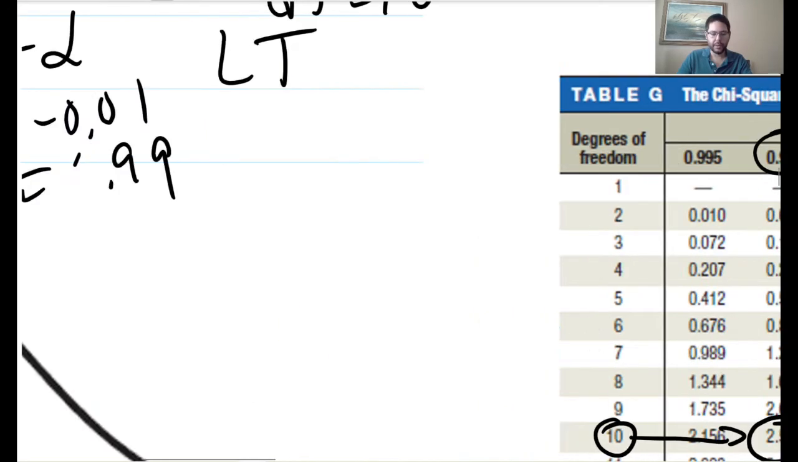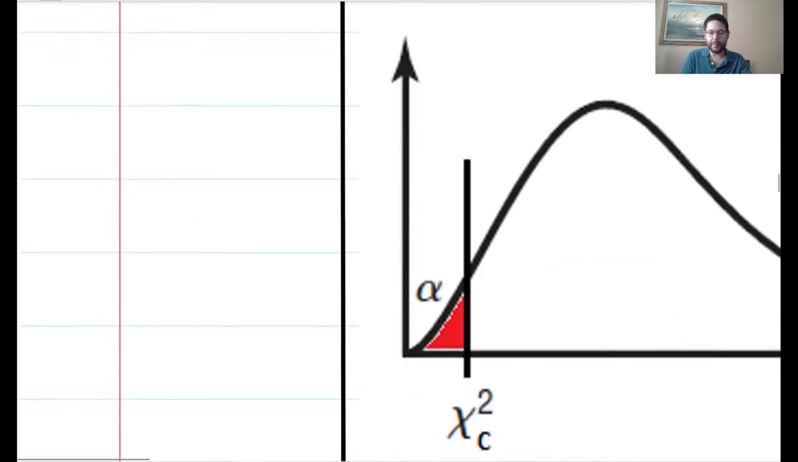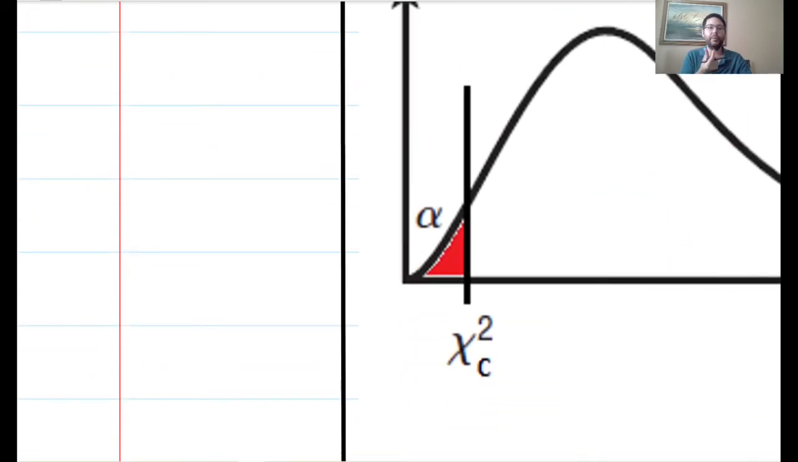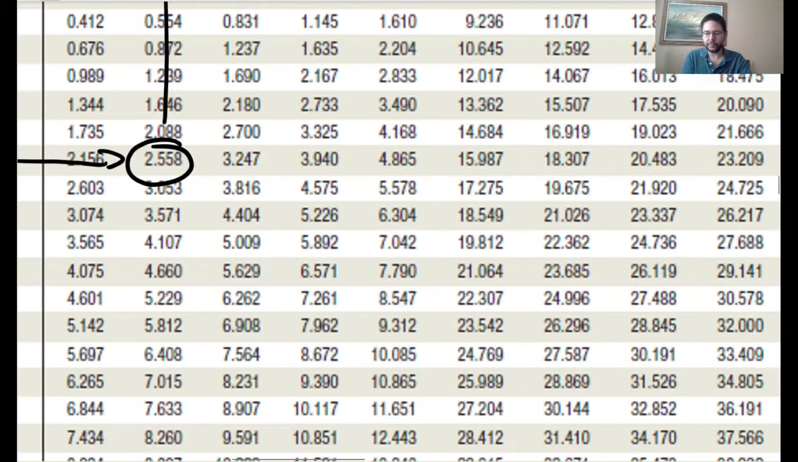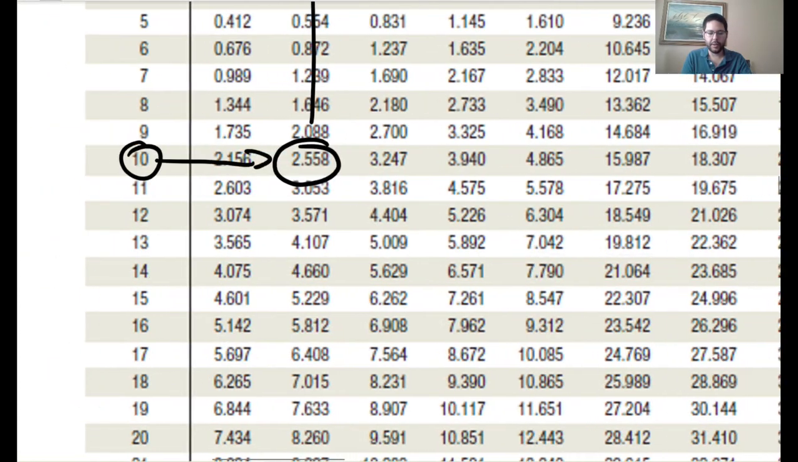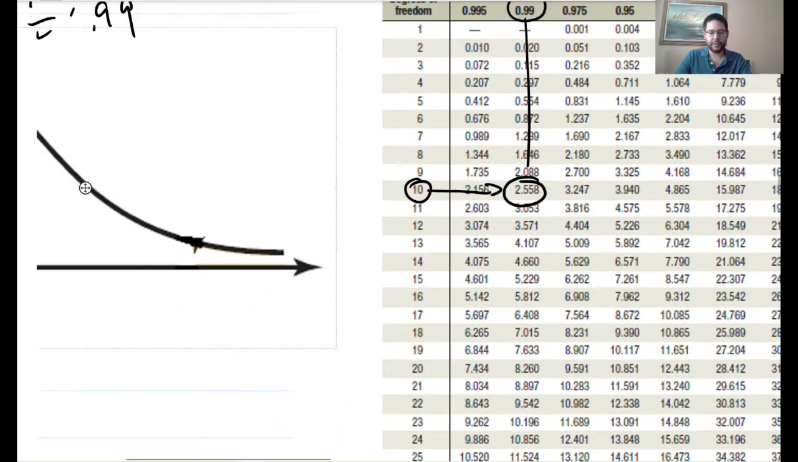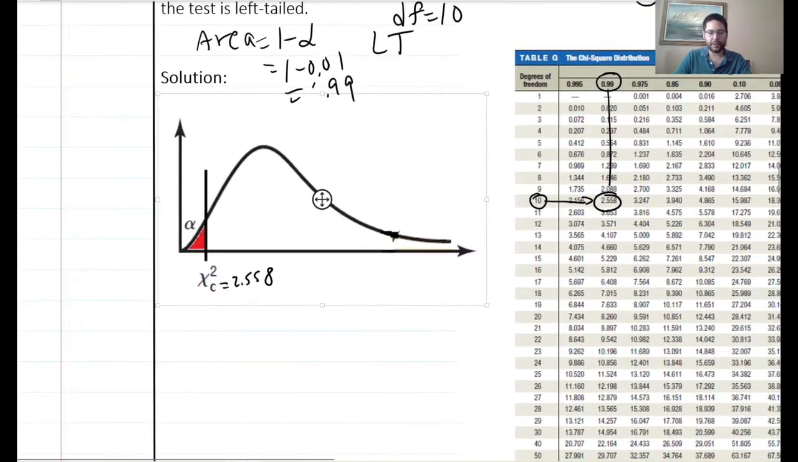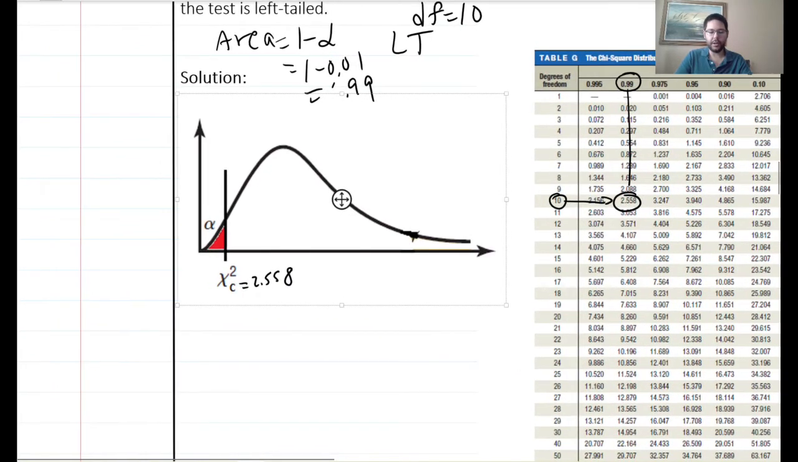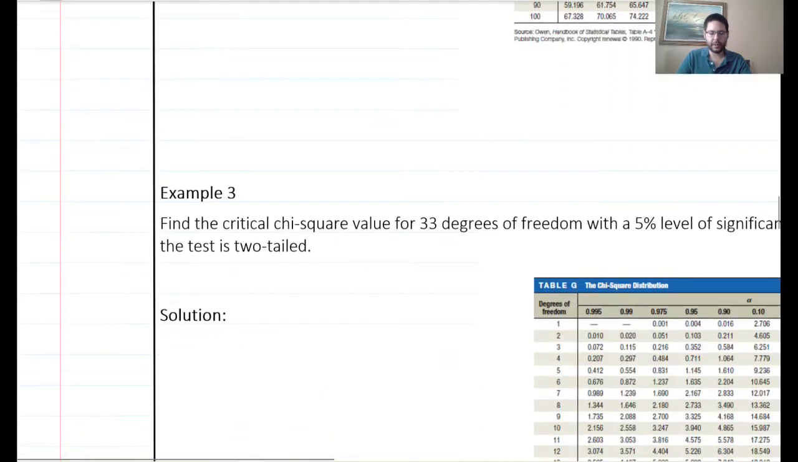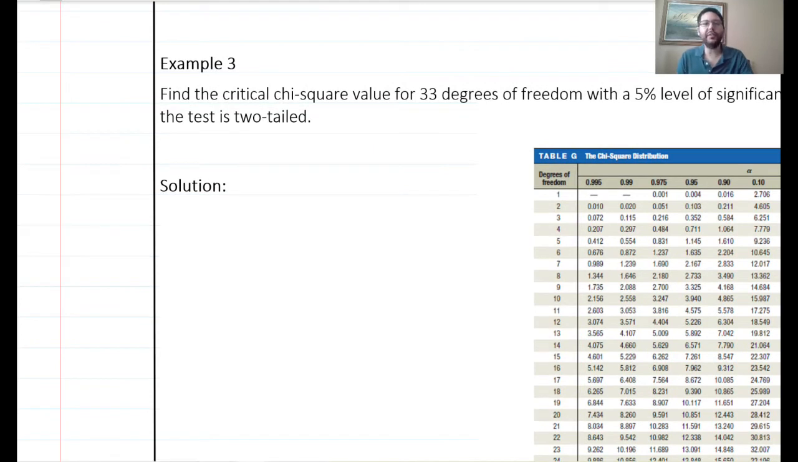Okay, so we're going to label that on our chi-square, and that number makes sense because we're very close to the 0 mark. So 2.558, I believe it was. Okay. All right, so we're good. Let's go ahead and zoom out here. All right, and that's our critical chi-square value. All right, let's do another example. This time where it is actually a two-tailed test.